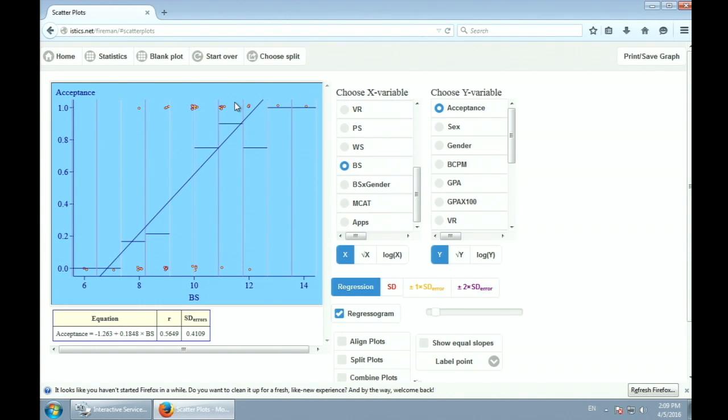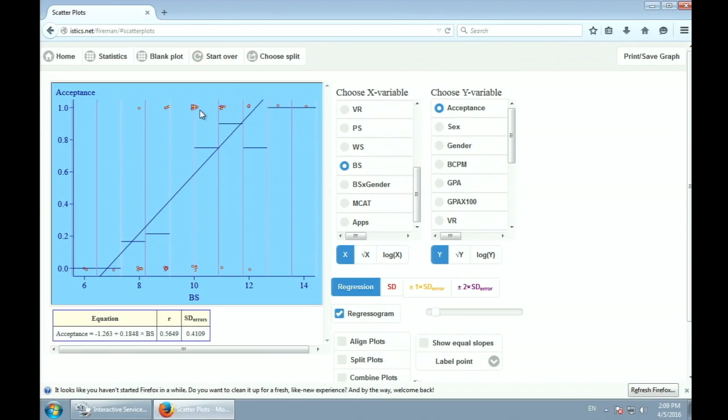Also, we can't use our ordinary methods because our prediction errors aren't normally distributed. Our actual values are just either 0 or 1. Okay, so how are we going to deal with that?